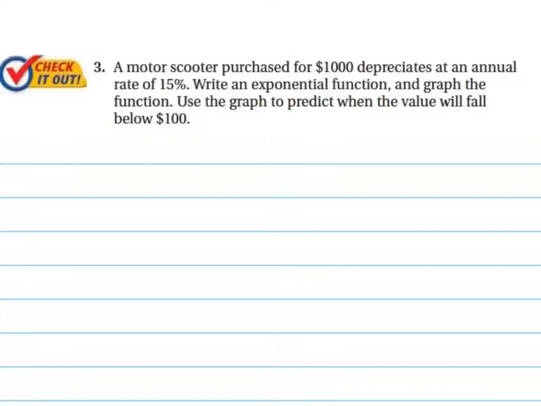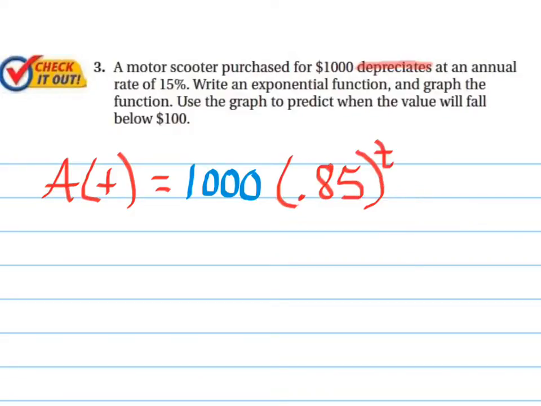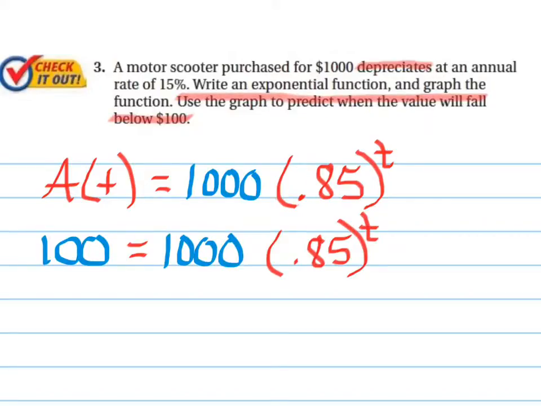A motor scooter purchased for $1,000 depreciates at an annual rate of 15%. Well, depreciate means decrease. So when I write out my template, I want to use the 1 minus r formula. I'm starting with $1,000. It decreases by 15%. I can simplify what's inside the parentheses by subtracting those two. And I want to know when it falls below $100. And again, you can divide by 1,000 on both sides, it's going to be such a small number.